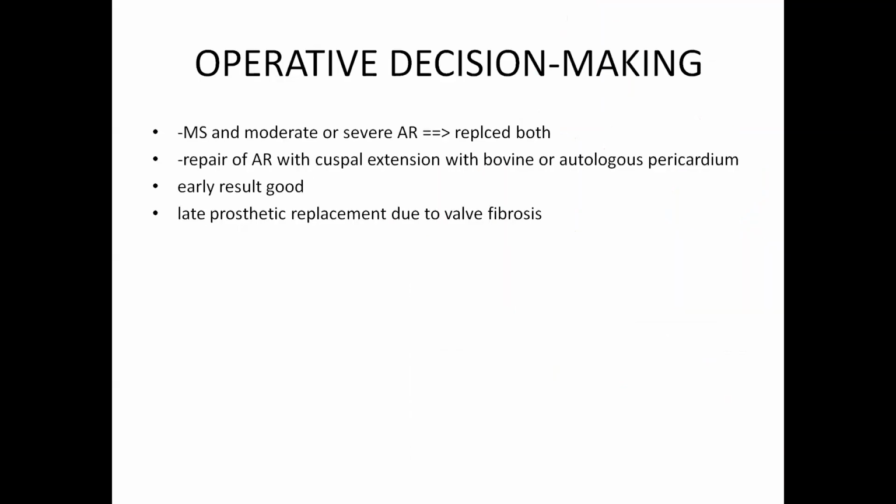For operative decision making in mitral stenosis and moderate or severe AR, we will replace both if we find that intraoperatively, and repair of AR with the calcific extension by autologous or bovine pericardium. Early result is good, but late it will cause a need for late prosthetic replacement, just because the valve will develop fibrosis.